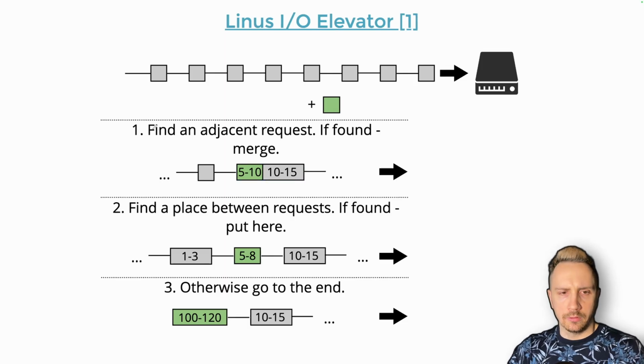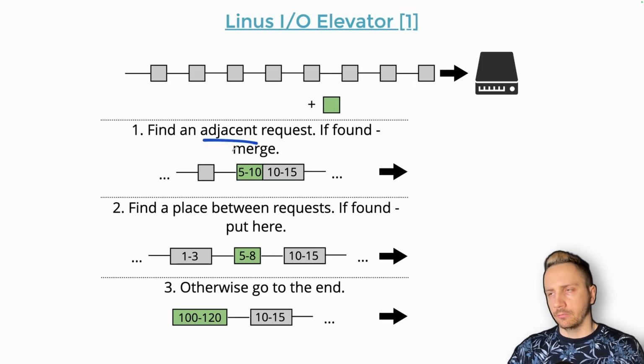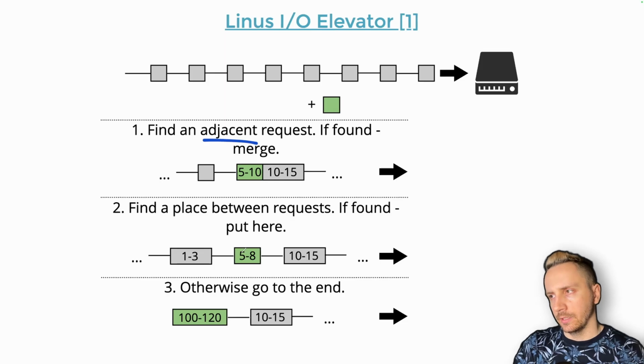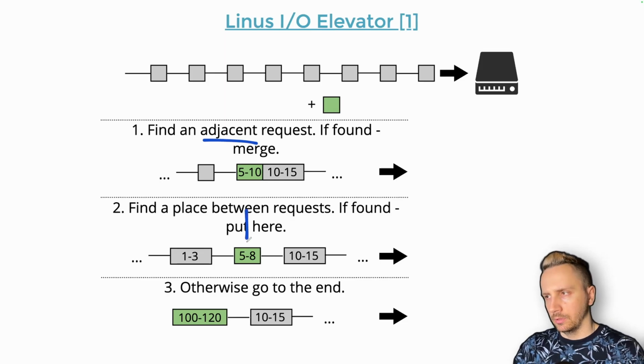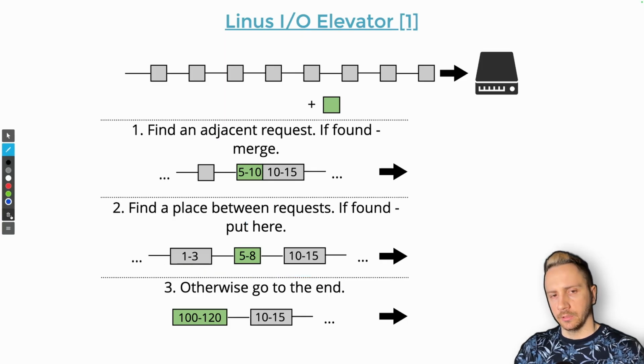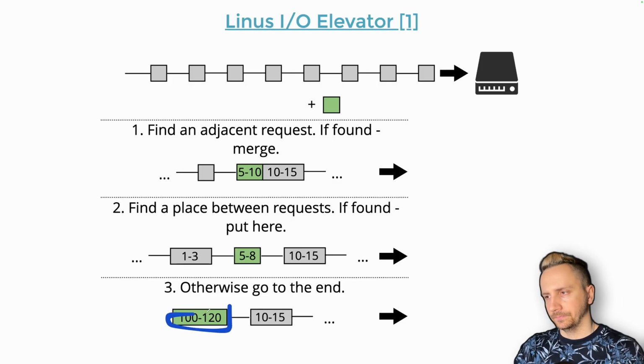If this didn't work, so we did not find an adjacent request, we could try to find a place between requests, so at least it's sequential. For instance, we did not have an adjacent one, but we had some request for bytes before and for bytes after. Then we could put it in the middle. And then these 3 operations could be executed as one rotation of the magnetic disk. And if this also didn't work, then the operation will be put at the end of the queue.